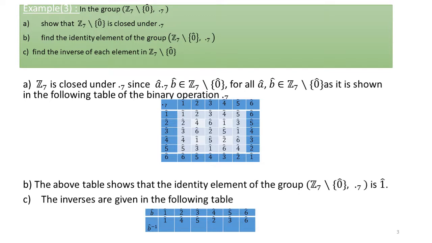B. The above table shows that the identity element of the group Z7 without 0, multiplication mod 7, is 1. C. The inverses are given in the following table. The inverse of 1 is 1. The inverse of 2 is 4. The inverse of 3 is 5. The inverse of 4 is 2. The inverse of 5 is 3. The inverse of 6 is 6.